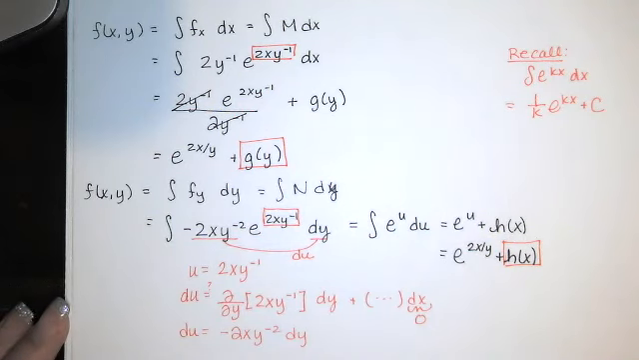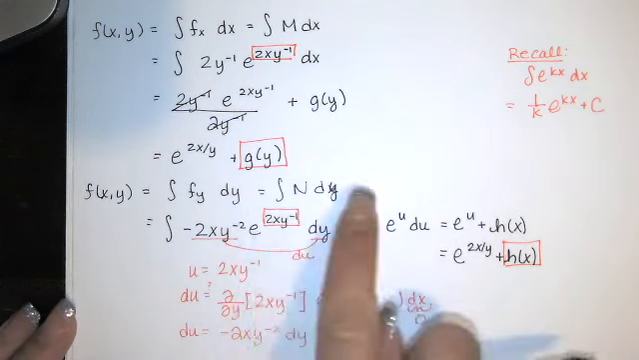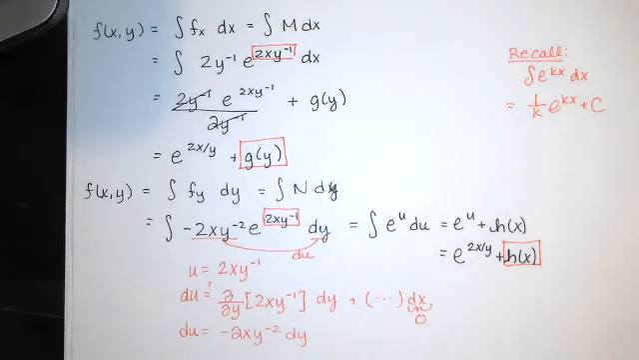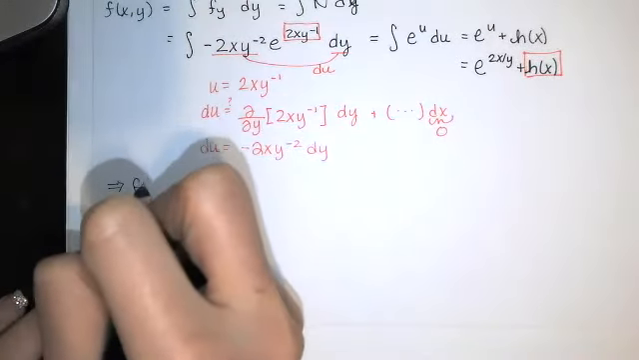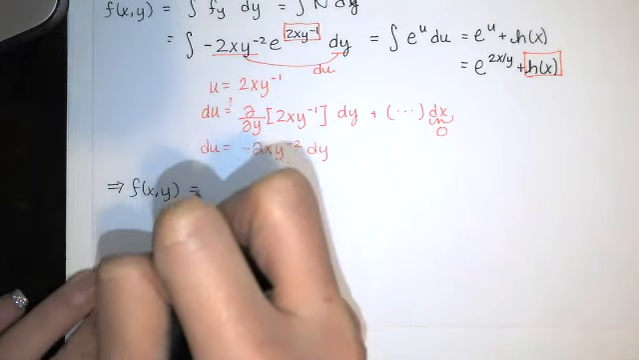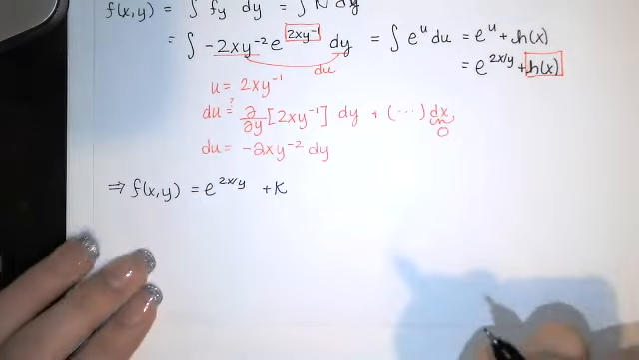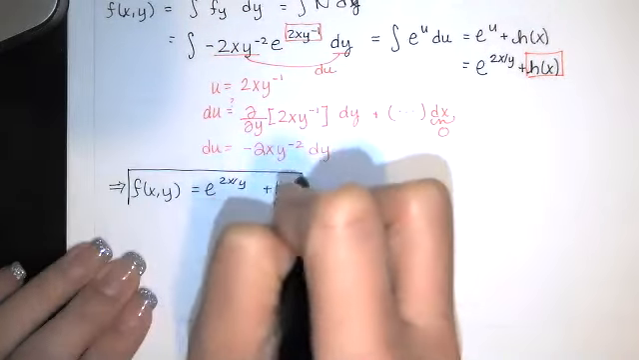So I think that's what we're going to do. We'll just say that f of xy equals this plus this function, which happens to be k. So f of xy is e to the 2x over y plus k. That is the potential function for our conservative field.